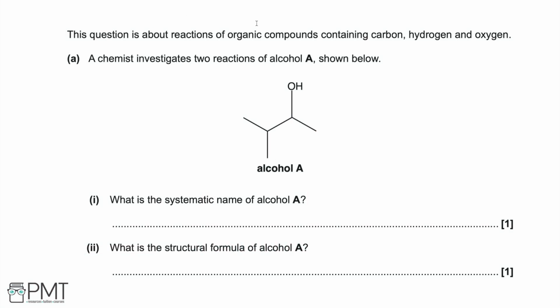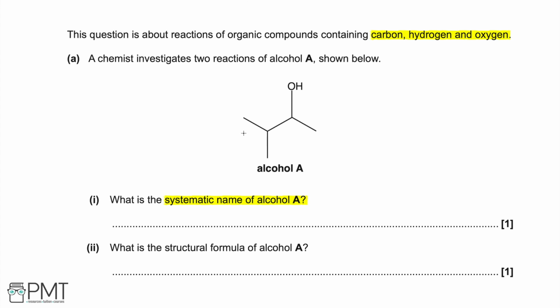This question is about the reactions of organic compounds containing carbon, hydrogen, and oxygen. So that's helpful to begin with, and we know that the compounds that we're looking at shouldn't have any other atoms. But we're told that a chemist investigates two reactions of alcohol A, shown below. So we've got this alcohol here, and part one is asking us, what is the systematic name of alcohol A?